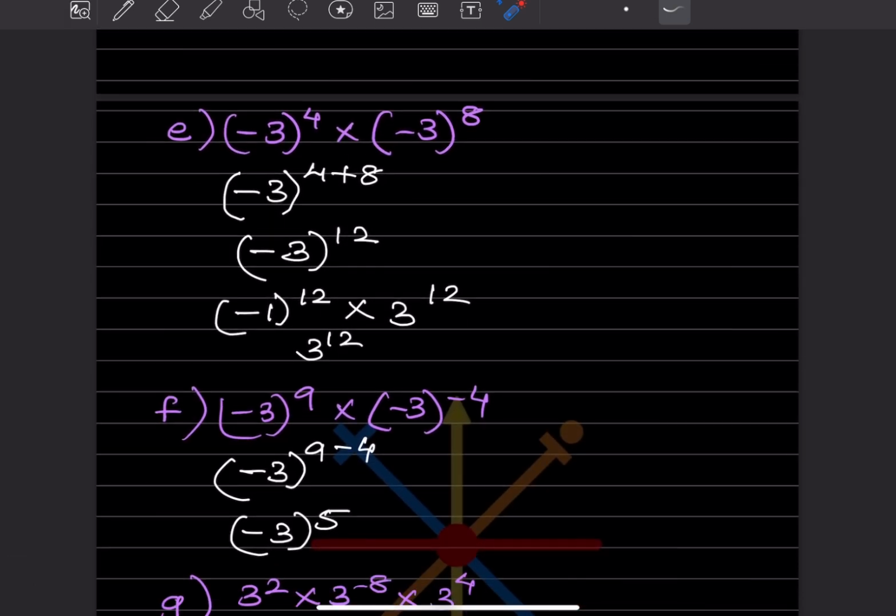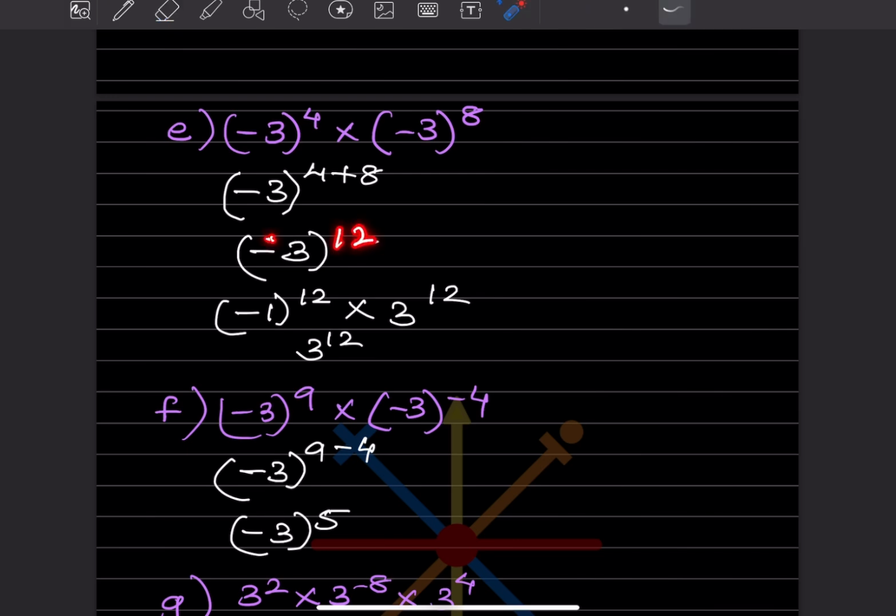Now here we can see this is minus 3, both is minus 3, and this we are going to add it because this is multiplication. So this will be 12. This stays the same. So now what we can do here, this is 12.